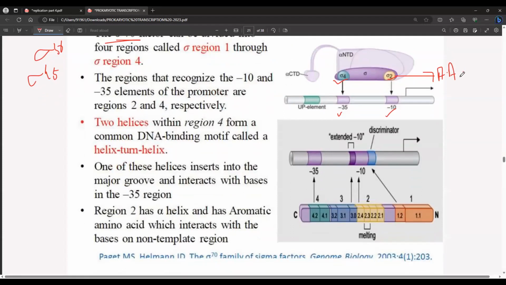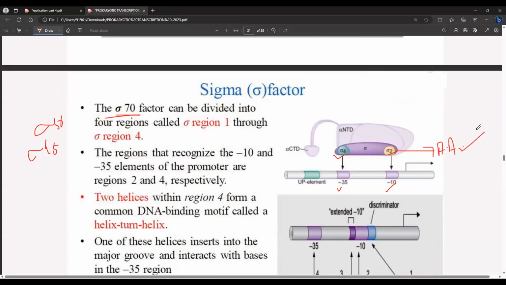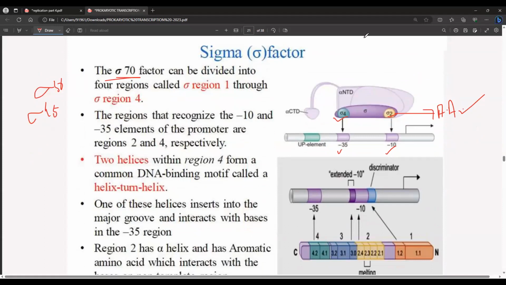Every student answer my question. What is an example of an aromatic amino acid? Give me an example of an aromatic amino acid. Every one of you. Aishwarya, what is an example of an aromatic amino acid? Aromatic. Okay. Everyone.